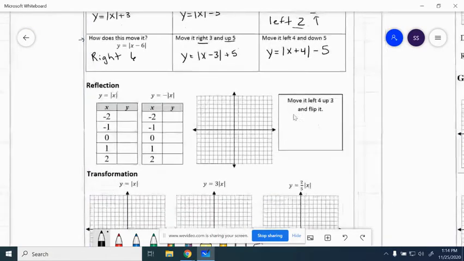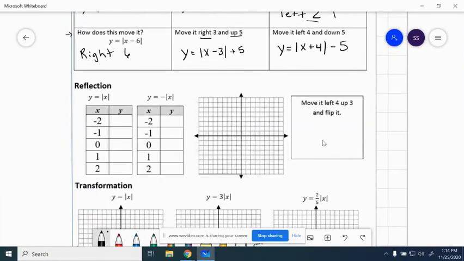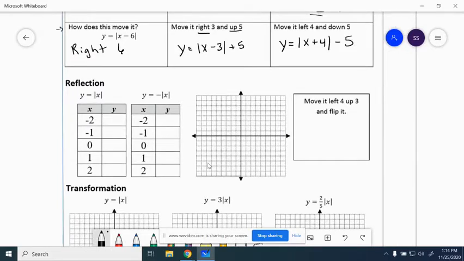Okay, now let's take a look at reflections. Let's first start with the parent function here. y is equal to the absolute value of x. And let's just start with the first x value here, -2. So when x is -2, the absolute value of -2 is +2. So y is equal to +2 because absolute value is always positive. Okay, so that's going to be +1 here. 0 is not going to change. Absolute value of 1 is also +1. And absolute value of 2 is +2 as well.